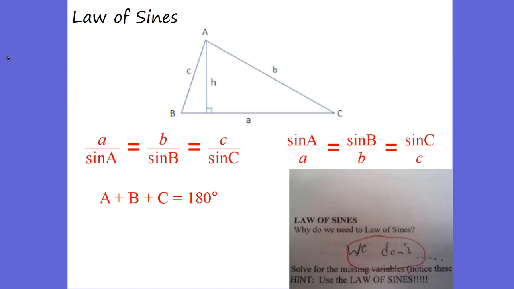The law of sines deals with every type of triangle possible. Side a divided by sine of angle A, and hopefully you can see angle A and side a are opposite of each other, is equal to b over sine of B, equals c over sine of C. It can be either this proportion or the opposite proportion, and this works for every single triangle. And what else do we know for triangles? Angle A, angle B, and angle C equal 180 degrees.